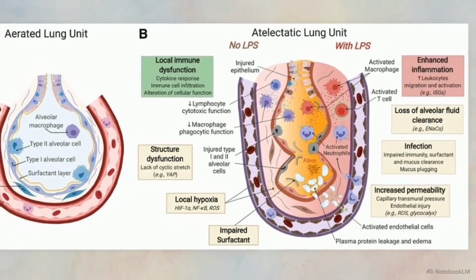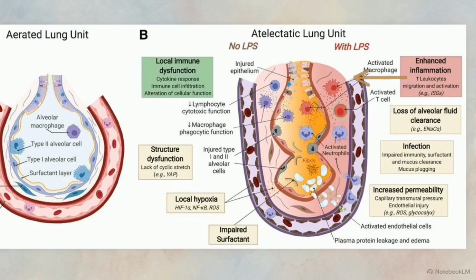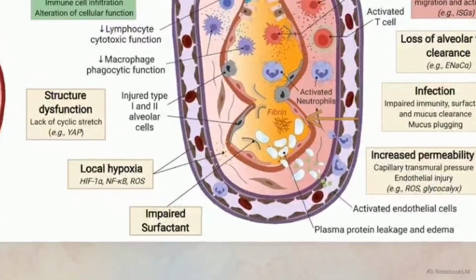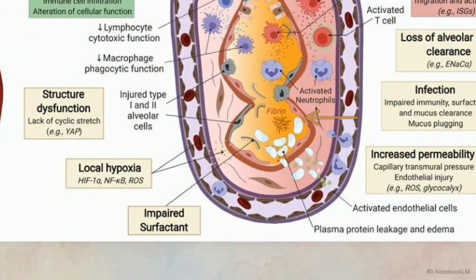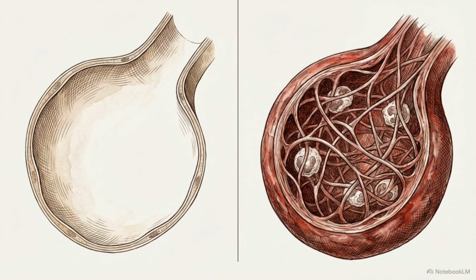Injured cells secrete chemokines, recruiting aggressive macrophages and neutrophils. The endothelial glycocalyx fractures, leaking plasma proteins that flood the airspace, deactivating surfactant, and forming a fibrin web that seals the alveolus shut. Within hours, a simple mechanical deflation evolves into a highly localized, active inflammatory disease state.